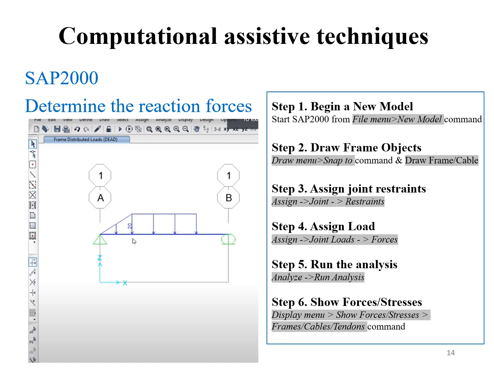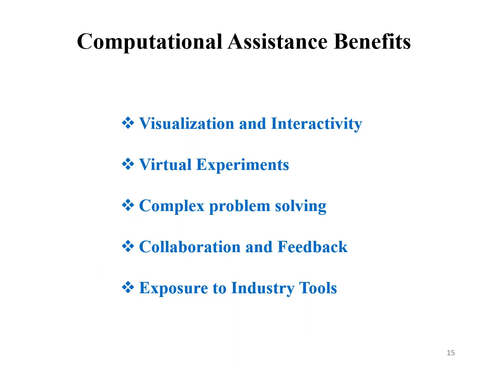Here we introduce computational assistive techniques to help us do complex beam structure analysis. SAP 2000 is a powerful finite element structure analysis tool, and we can use the results in SAP 2000 to validate our hand calculation results. By incorporating FE analysis software, students can gain a deeper understanding of beam behavior, learn how to apply computational techniques to solve complex problems, and achieve various learning objectives.